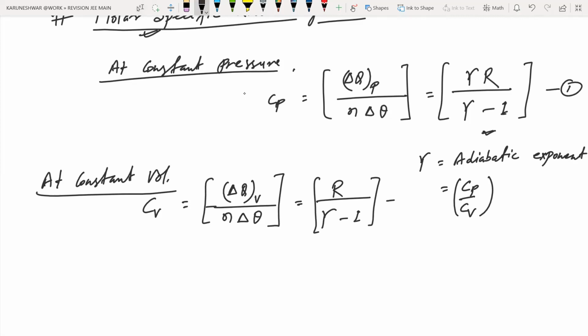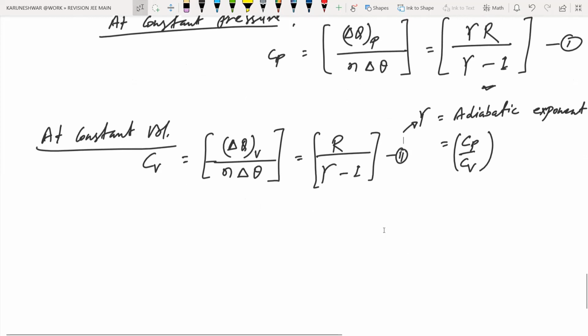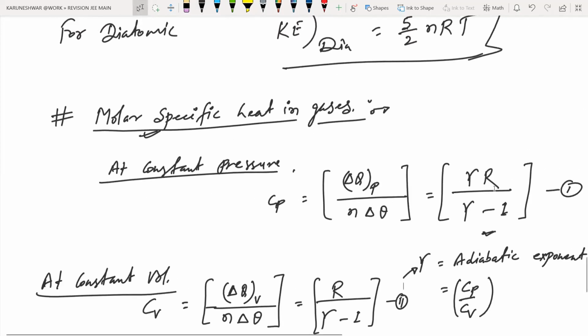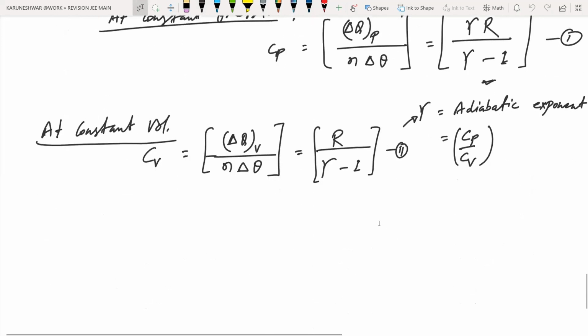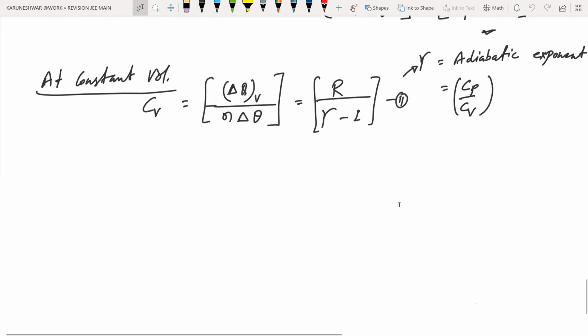Let's suppose equation 1 and equation 2, and then you can see that gamma is Cp by Cv only. You can get the ratio, so we now have the relation between Cp and Cv. You need to remember this whenever you encounter gamma and the gaseous constant: Cp is gamma R by gamma minus 1, and Cv is R by gamma minus 1. We will use these frequently in the next thermodynamic processes, wherever it is needed to write Cp and Cv. This is important.